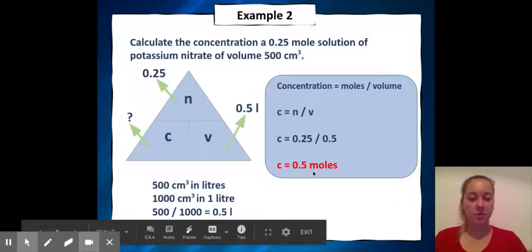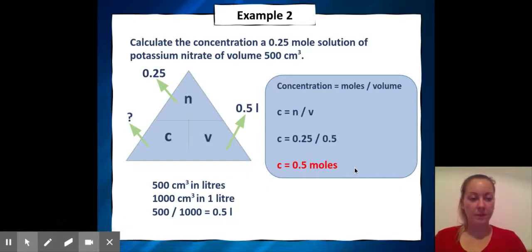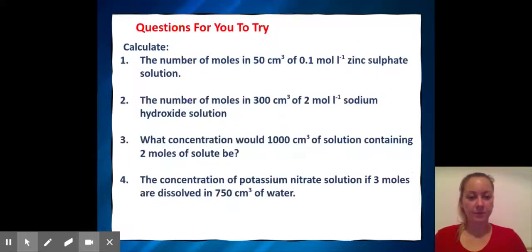That should be not just moles. That's a little mistake. Hopefully you spotted that as well. So concentration needs to be in moles per litre.